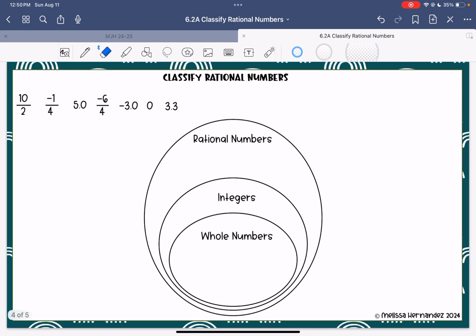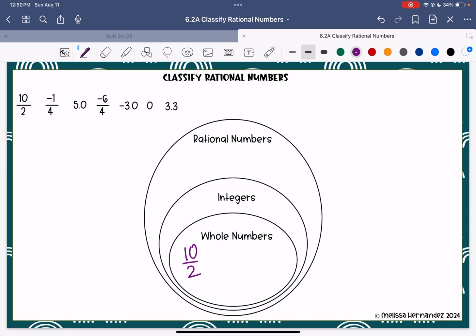Okay, so here's our example. We have 7 different numbers that we want to classify, and we're looking for the most specific. We're trying to get into the most center circle, which would be whole numbers. Now we only put it in one spot. So 10 halves, or 10 over 2, actually simplifies to 5. This is what I would call a fake fraction. It looks like a fraction, and kids will automatically put it in rational numbers, but it's just 5. So 5 you would put in whole numbers. So instead of putting 5, we're just going to put our original number, 10 over 2.